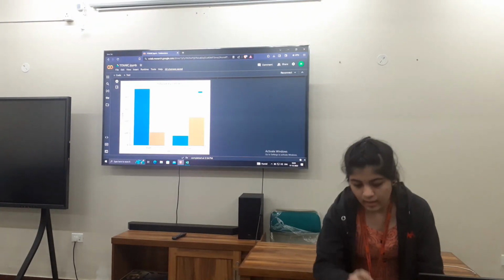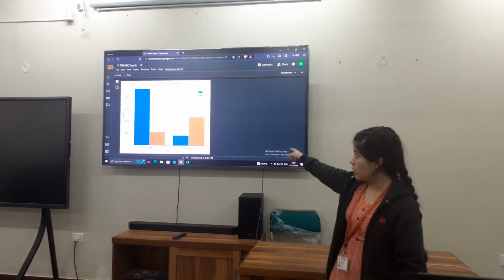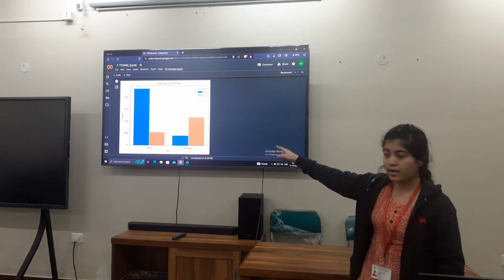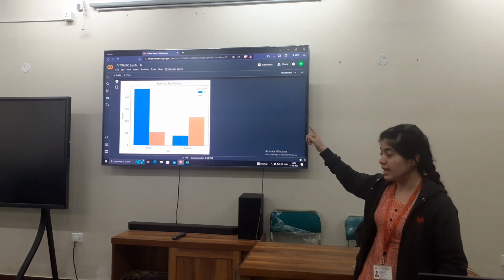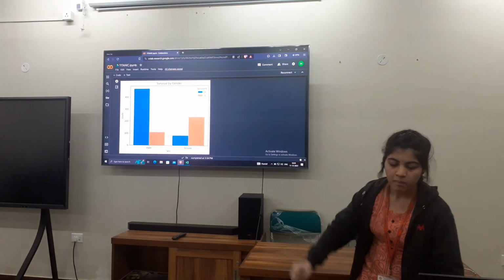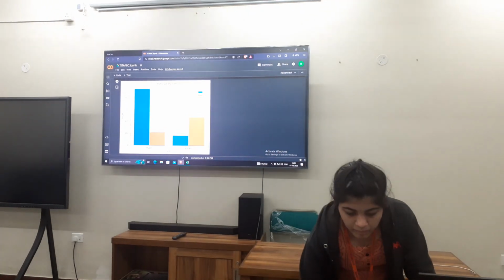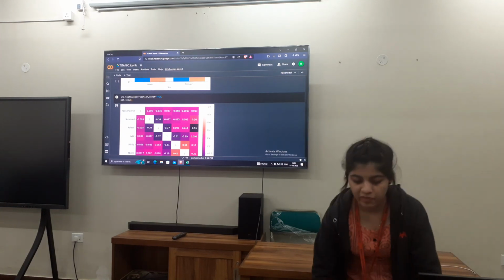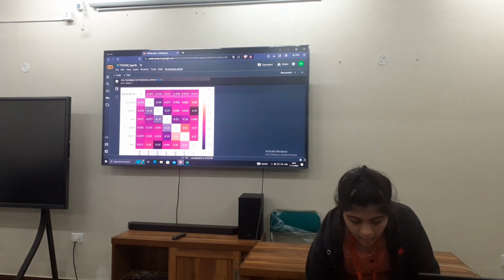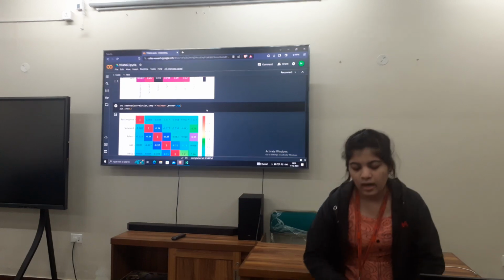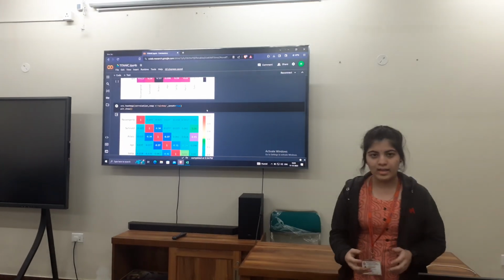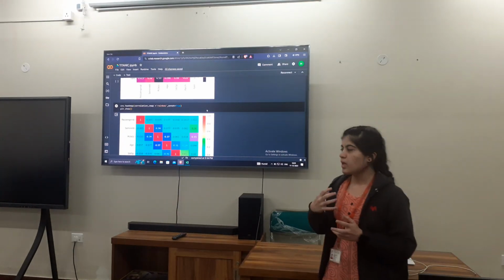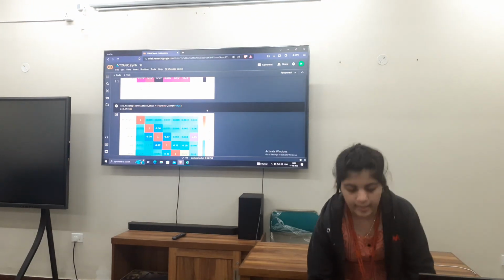And as you can see, the female survival rate was higher and the male death rate was higher from this graph. And then next comes the heat map of the whole data set. And I have used other palettes just for the data visualization techniques.